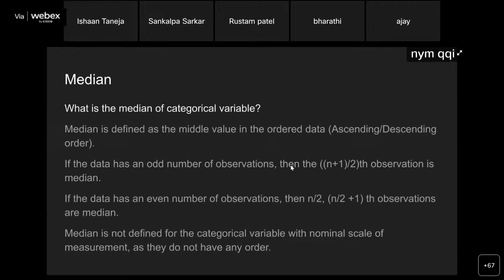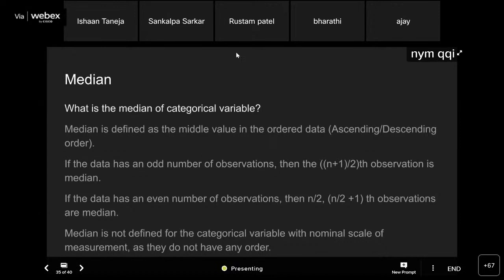So when my data is nominal, can I arrange the categories in ascending order? No, right? Because in nominal data, categories cannot be ordered. So the median we can only compute whenever we have ordinal data, right? Because only then would I be able to perform the first step required for calculation of the median. So the median is defined as the middle value in ordered data.